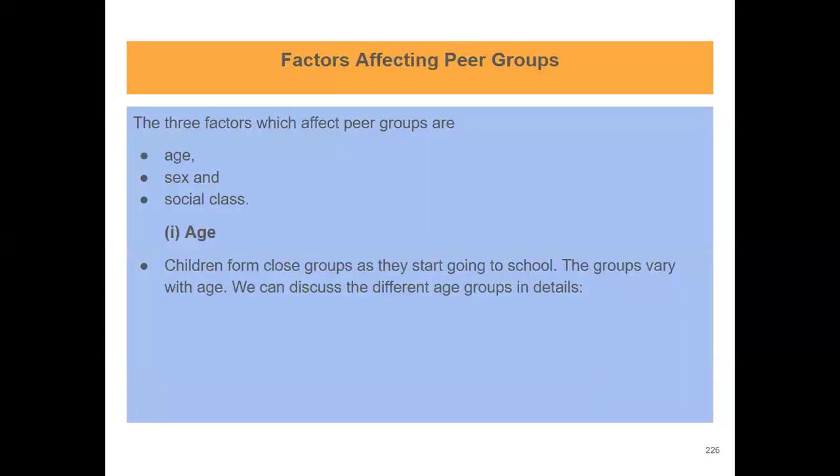Now, there are three factors which affect the peer group activities. They are age, sex or gender, and the social class. We'll look at them in detail. Age. Children form close groups as they start going to school, their class friends. So this group varies with age. We'll see. That means from time to time, they get matured, so their relationship with their peers also becomes different. We'll see how that happens.